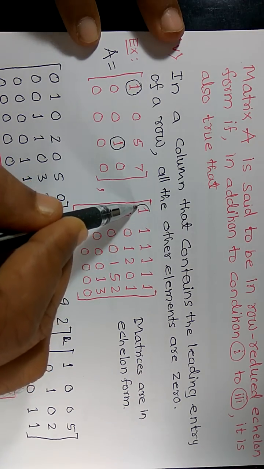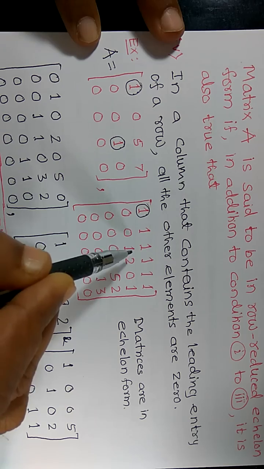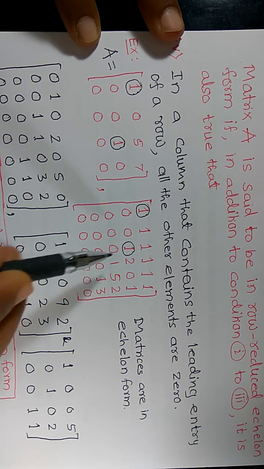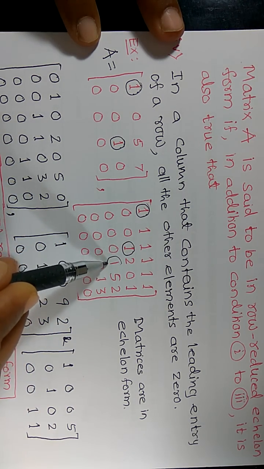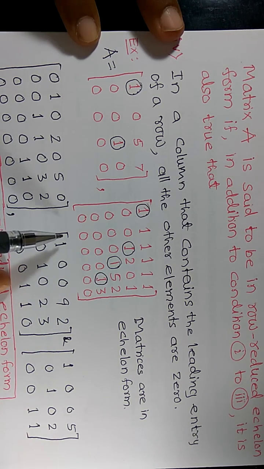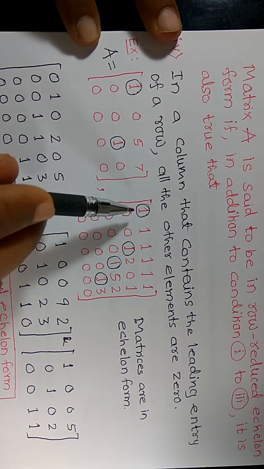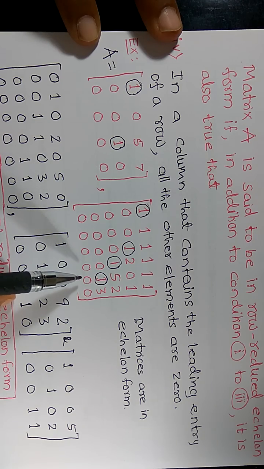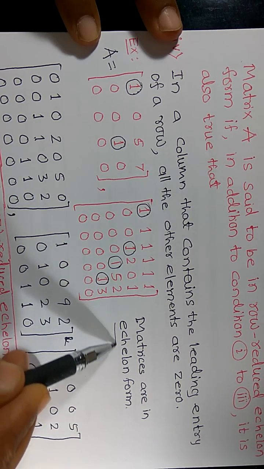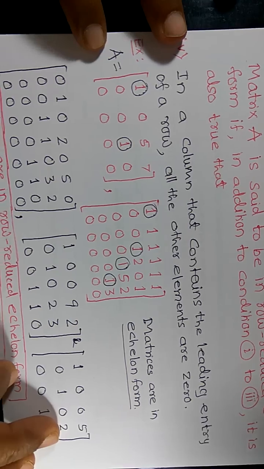Similarly, here 1 is the leading element, and on the right hand side of previous leading element there is another 1 as the leading element. Is it clear? So these four are the leading elements. Therefore these two are examples of Echelon form.